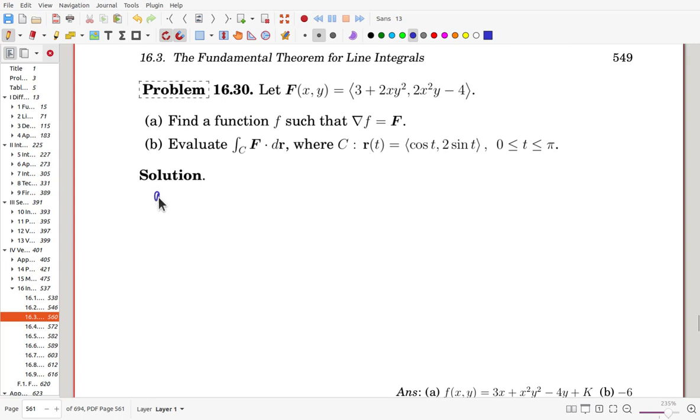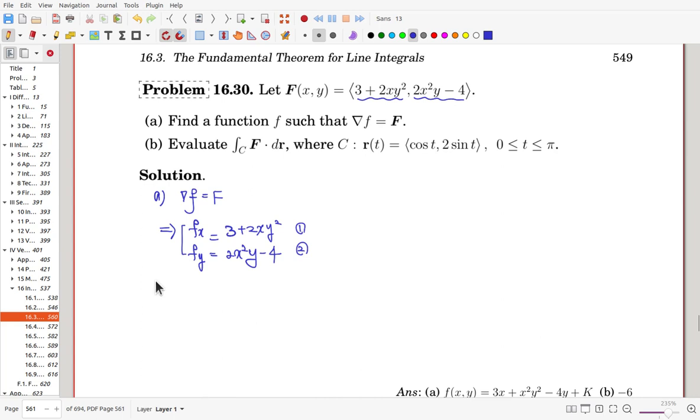the potential f. Part A. If we start from the gradient of f being the vector field, then it has two components. The first one is f sub x, and the second one is f sub y. From the vector field, we also have two components. The first component must be the same as f sub x, so we have 3 plus 2xy squared, and f sub y must be the second component, 2x squared y minus 4.